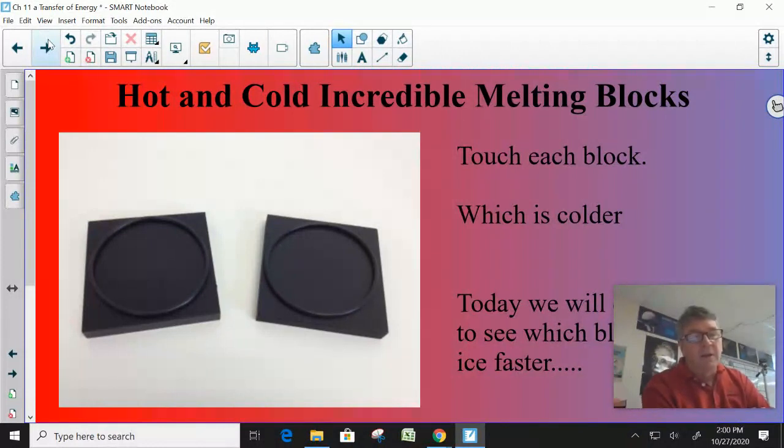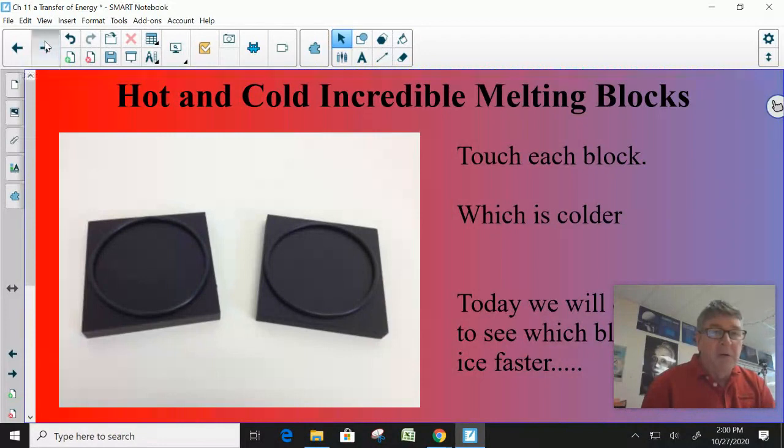So again, they're two different materials, and I tell kids, okay, put them out on your table, touch them, and the kids feel them, and one feels cold and one feels warm. And so I talk about the hot block and the cold block. And I ask, which one's colder, and the kids figure out, the metal one feels cold and the plastic one feels warm.